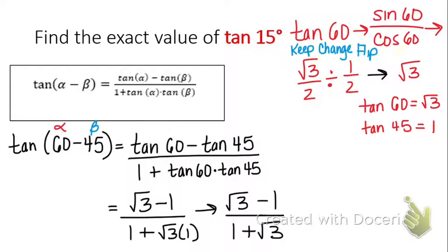All right, so what am I multiplying by to eliminate the square root in my denominator? Go ahead and see if you can finish it out. Multiply top and bottom by 1 minus root 3.